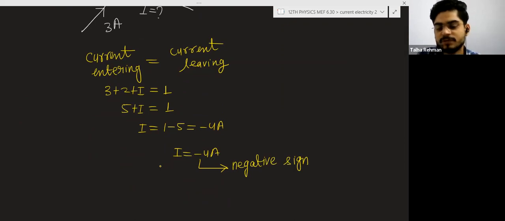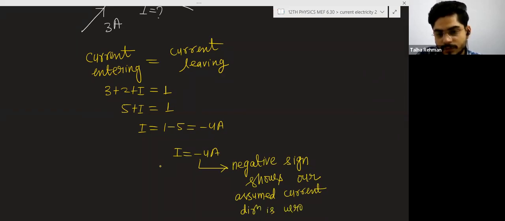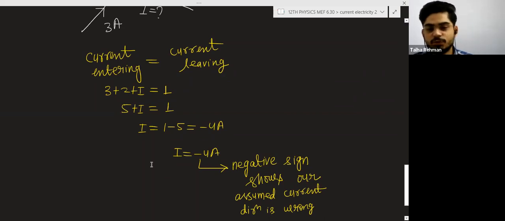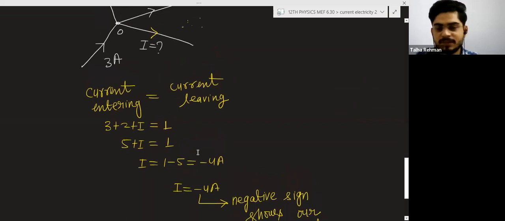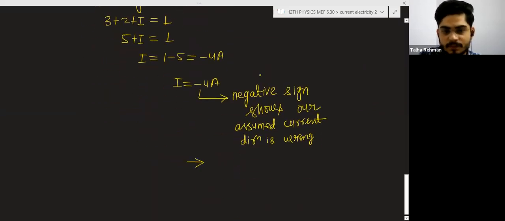Just don't confuse, you can solve it. The negative sign shows that our assumed current direction is wrong. Wrong means the current is leaving. We have just considered this direction of current, which means the current is entering, but the answer is minus 4 ampere. So you will say 4 ampere current is leaving.